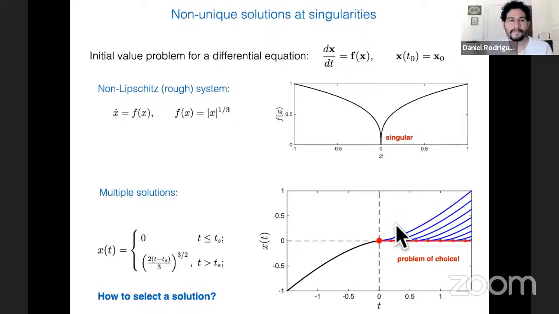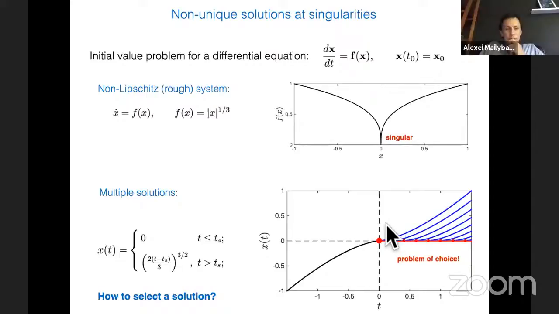Okay, thanks. So we have this solution. This is the exact solution of this system, which describes.